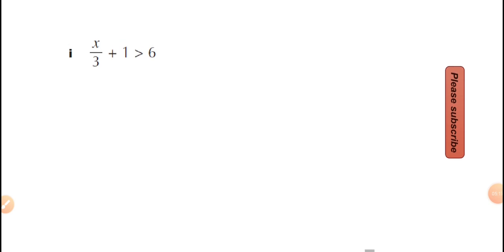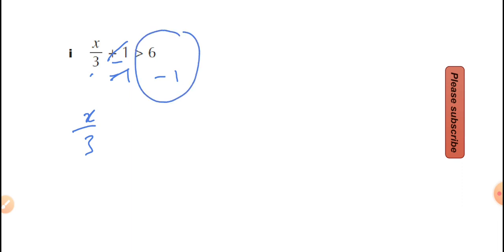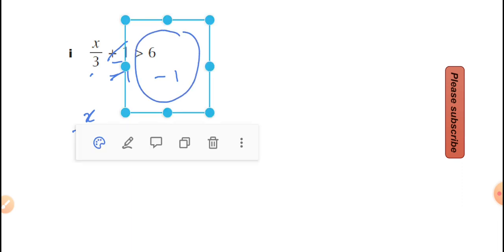So question I. To solve this, we have to get the x on its own. In order to do that, we have to decide, do we go to the divide 3 first or the plus 1 first? We'll have to get rid of the plus 1 first. So to do that, we have to take away 1 from both sides. So now on the left hand side, the plus 1 and the minus 1 cancel out, leaving us with x over 3. And on the right hand side, 6 take away 1 is just 5.